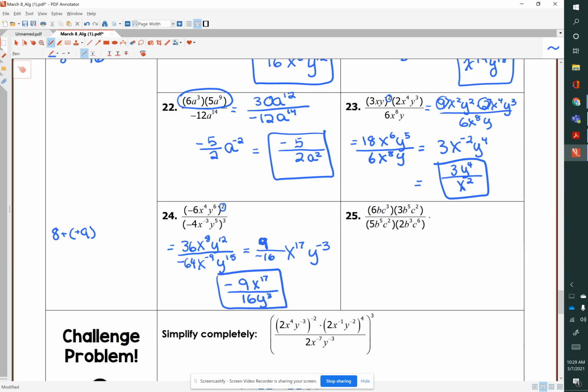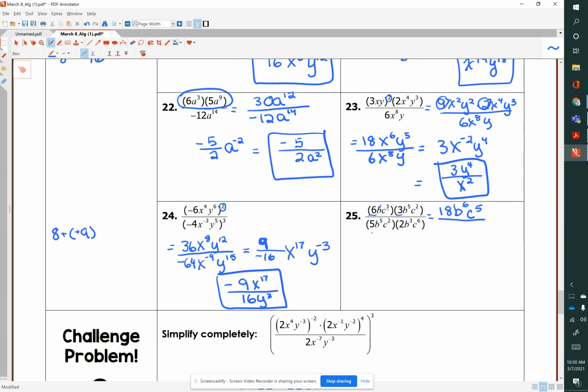And our number 25, we've got multiplication in both the numerator and the denominator. So 6 times 3 is 18. We have b, 3 plus 5 is 8. C, 3 plus, oh, I'm sorry, b had a 1. I was reading this wrong. B has an invisible 1. So 1 plus 5 is 6. And C has the 3. 3 plus 2 is 5.